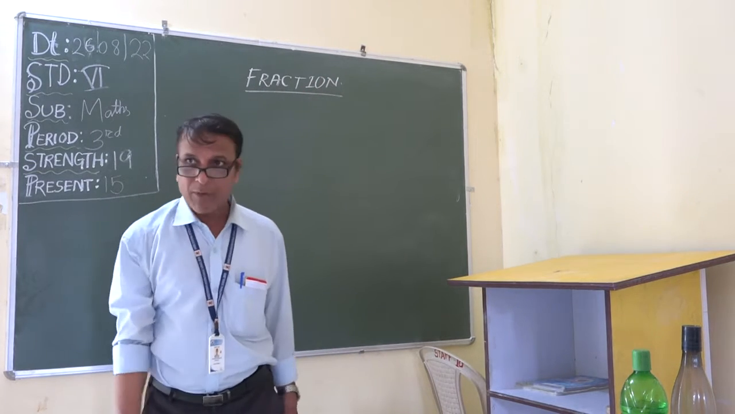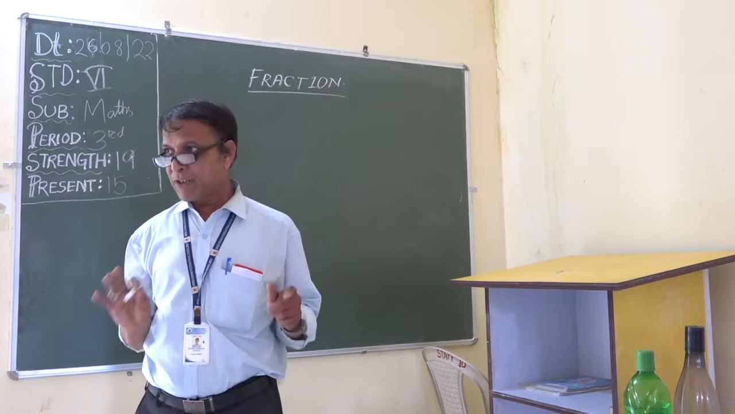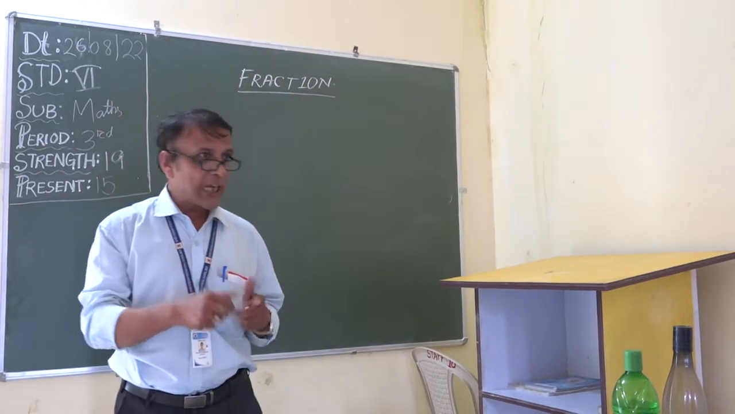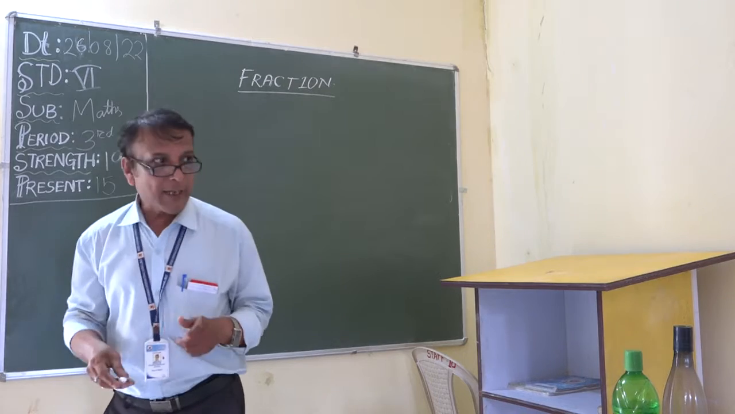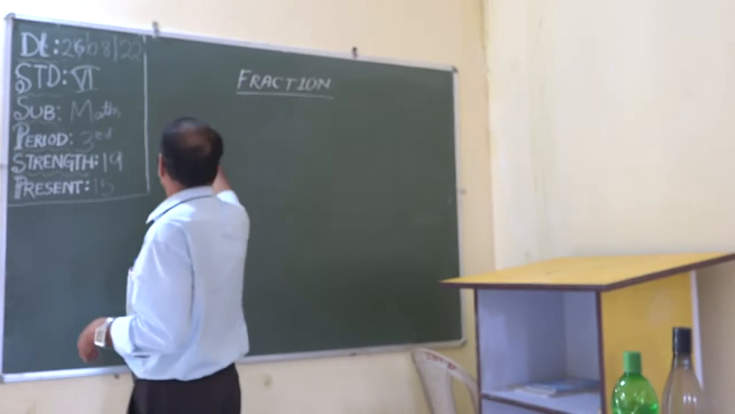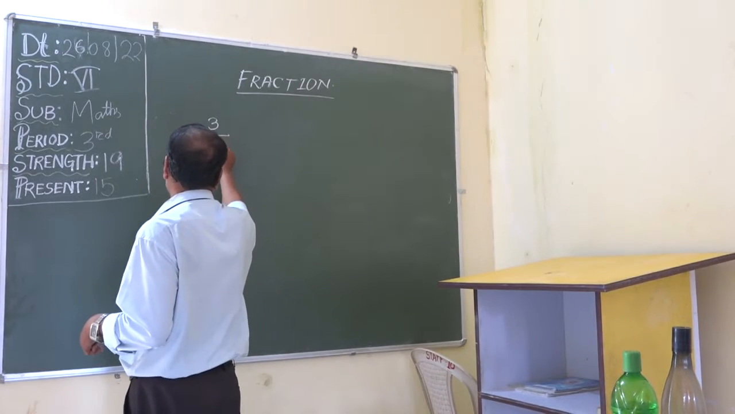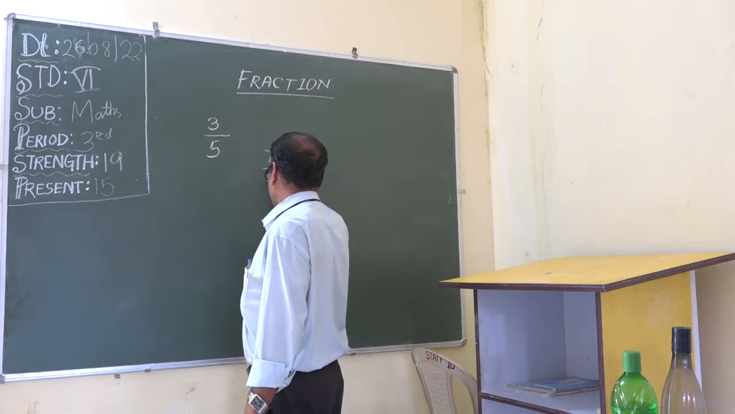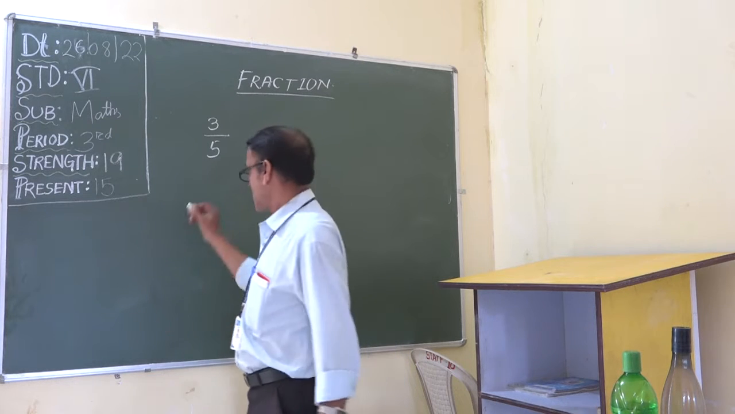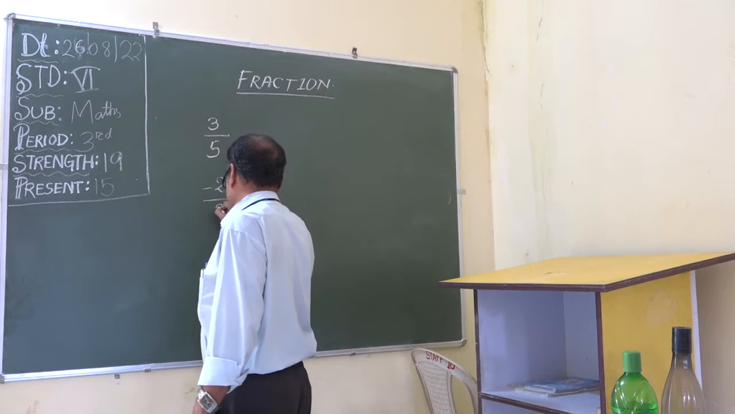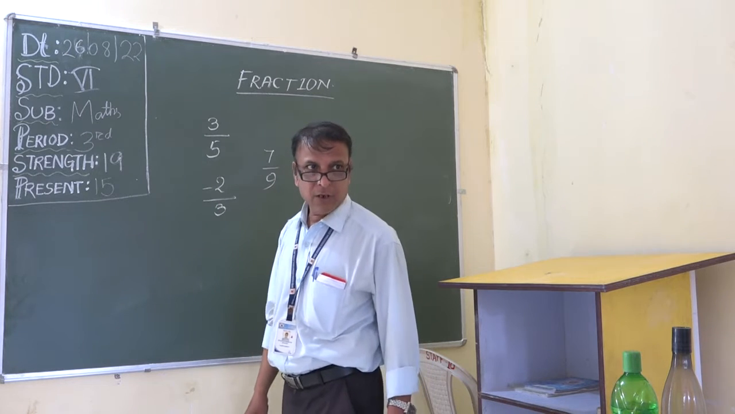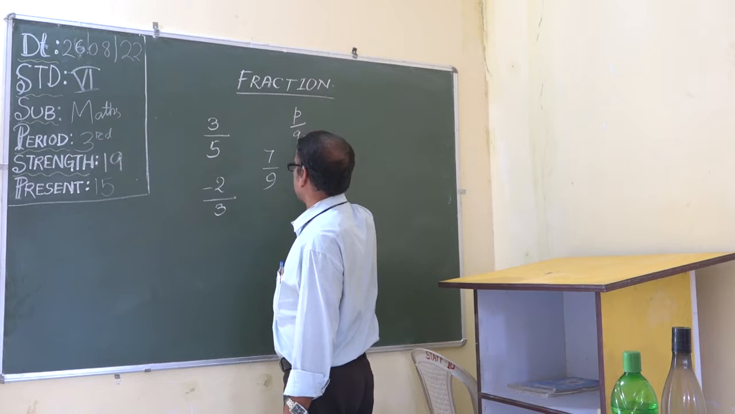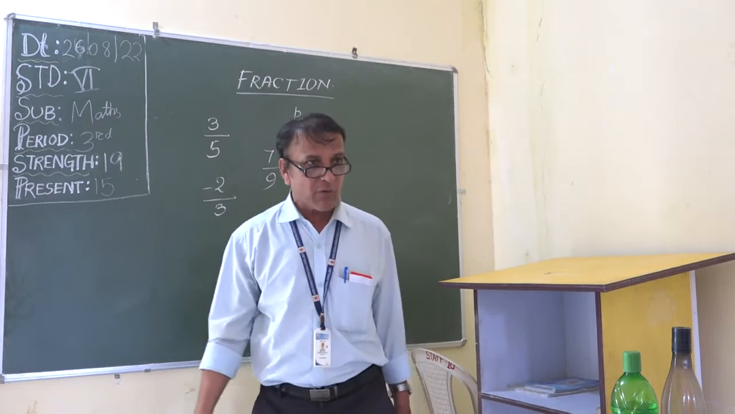So, what is called a fraction? Listen to me first. Any number divided by another number is called a fraction. Suppose 3 divided by 5, this is a fraction. 7 divided by 9, this is a fraction. Minus 2 divided by 3, this is also a fraction. So, a fraction can be written in the form P by Q.